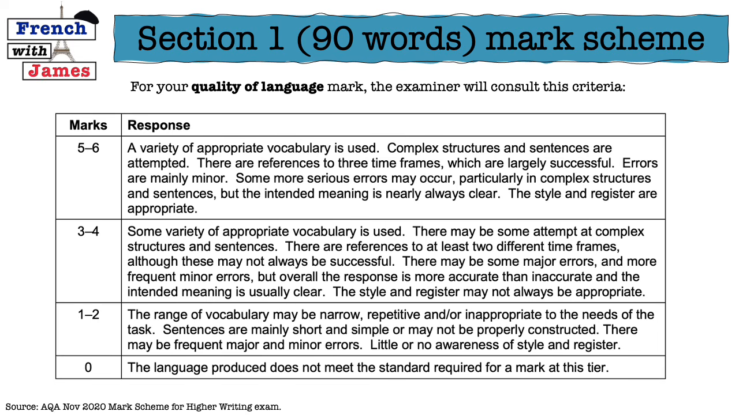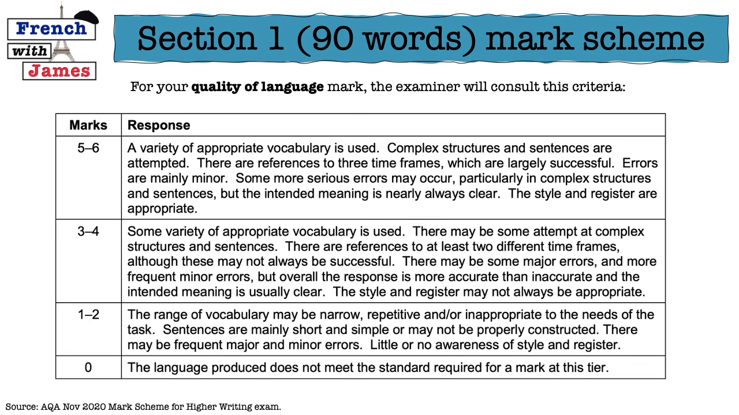Using complex structures and sentences, or at least attempting to do that. So saying things like, my mum thinks that her work is interesting, or she finds her work interesting, but my dad finds his boring. That is a complex structure. You're using contrasting statements, you're using the third person of verbs, and you don't need to get it always perfectly correct. You can make minor errors, but attempting to do those more complex sentences will help you move up the mark scheme.